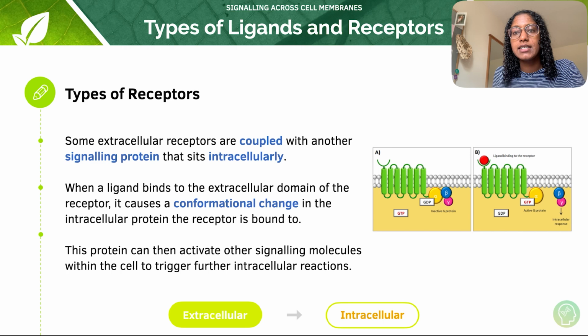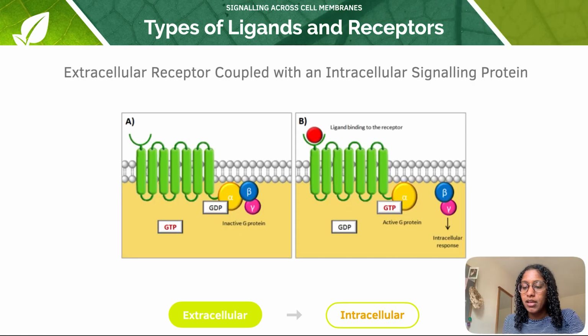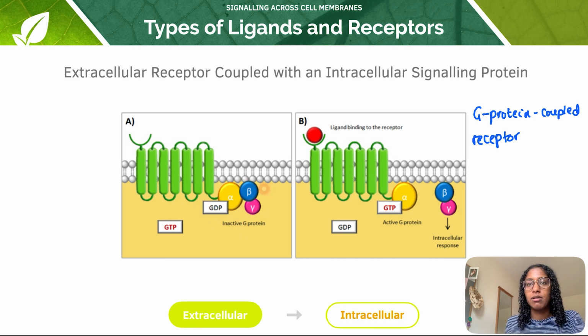And how this works is, if we just go on to the next slide so we can have a zoom in, we have a ligand binding to our receptor. Now, this receptor we call a G protein coupled receptor. I'll just write that here. G protein coupled receptor. And all this means is it's a receptor that's coupled to a G protein, which you can see here. This is our G protein, this is our receptor.